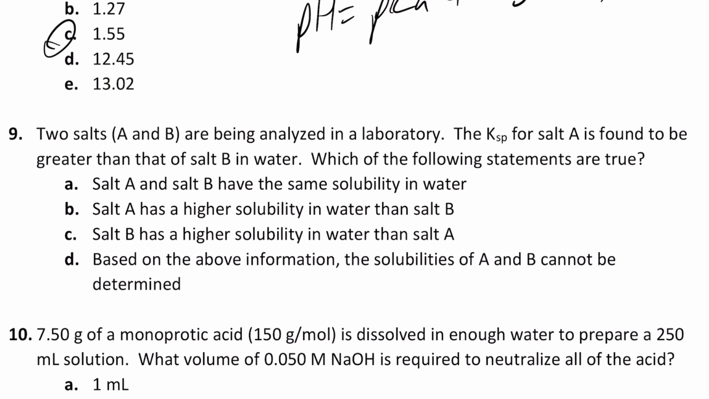All right, moving on. Two salts are being analyzed. The Ksp is found to be greater in salt A than salt B. Which of the following statements are true? Ksp, so solubility has to do with the amount of ions. So all these answers are wrong because you don't know the number of ions, so you can't tell what the solubility is. So it would be D.